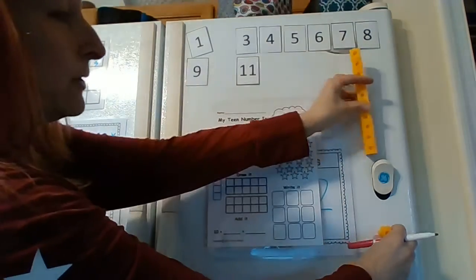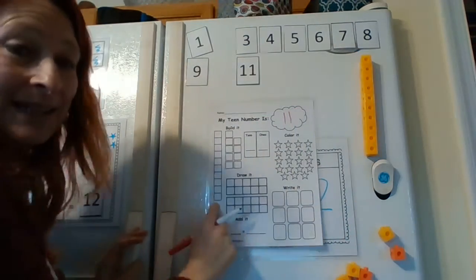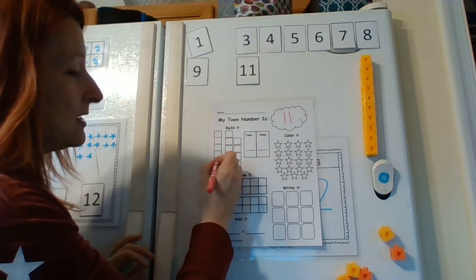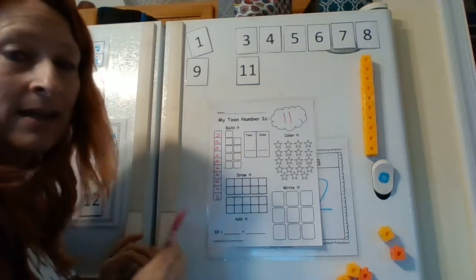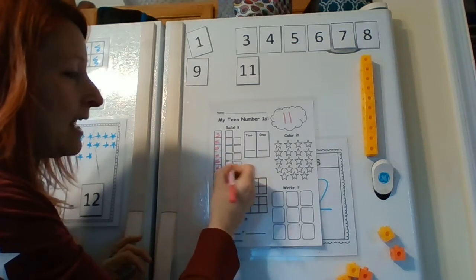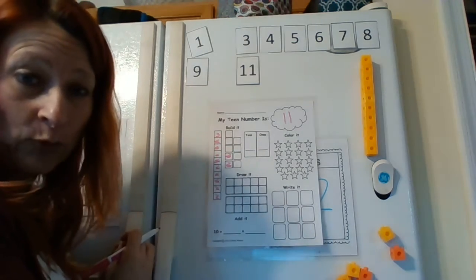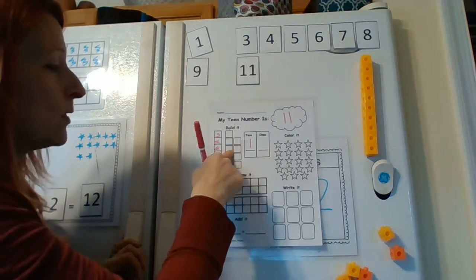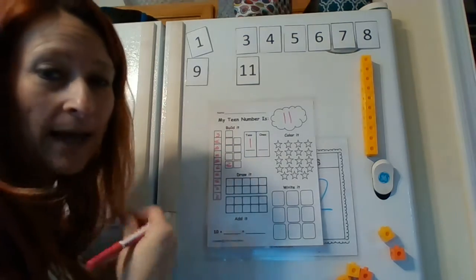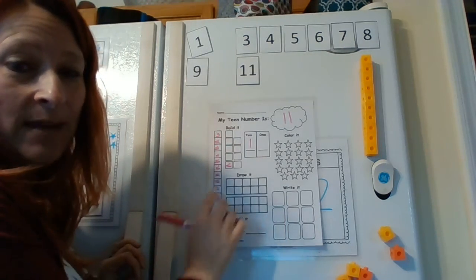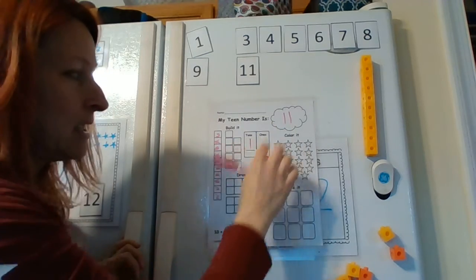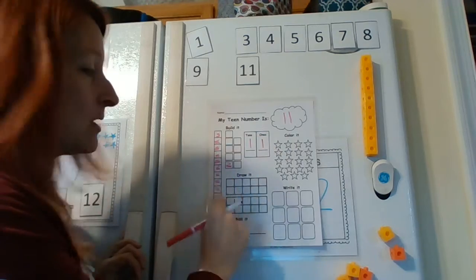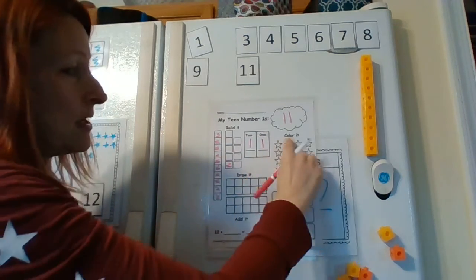So if I want to build 11, I know that I need at least 10. 1, 2, 3, 4, 5, 6, 7, 8, 9, 10. But then I need more, 11. Oops, I'm sorry, I'm doing 11. My bad. So I erased one. So I have 10 plus 1 more is 11. So I have a group of tens and 1 one. That makes my 11.